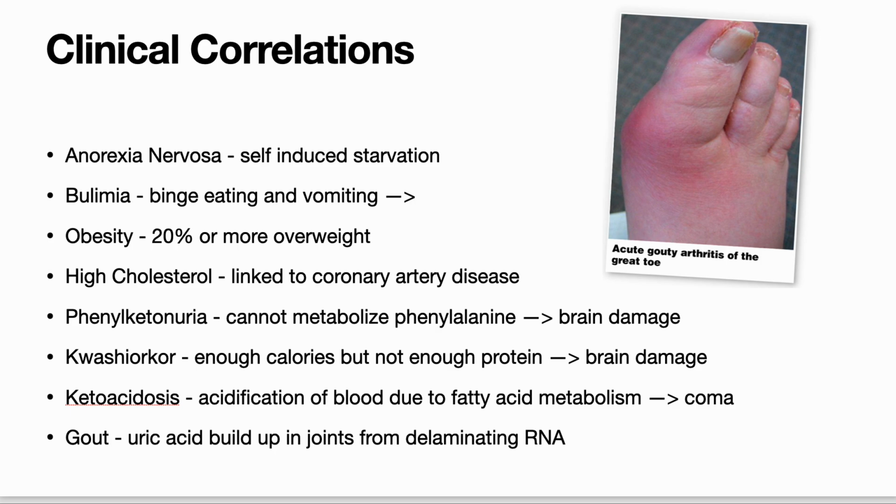Okay, so high cholesterol is an issue that we're seeing because it's linked to coronary artery disease. High cholesterol is often also associated with obesity because that's linked to poor diet choices. We have phenylketonuria, or PKU. This is when you don't have a working gene for metabolizing phenylalanine, which is found in a lot of foods. And so if you eat things with phenylalanine, because you can't metabolize it, it builds up and it leads to brain damage.